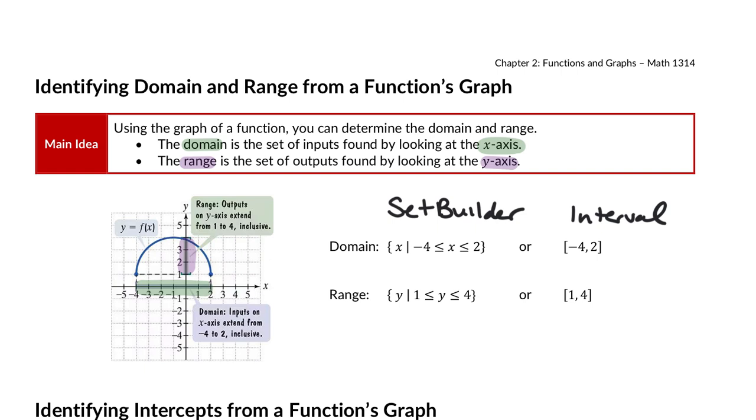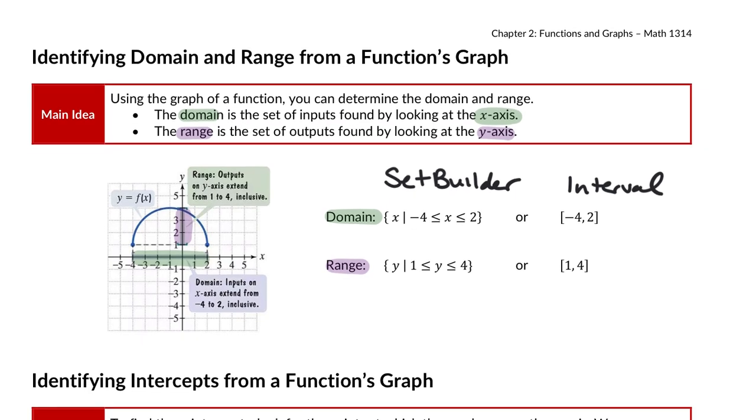So you can zoom back to 1.7 if you want to remember where these symbols come from. But these are just the numbers from the graph where we're looking at the domain numbers on the x-axis. So there's x's from -4 to 2. Or the range, which is the y-axis from 1 to 4. We'll be writing both set builder and interval notation domains and ranges for my class, going back and forth between the two.